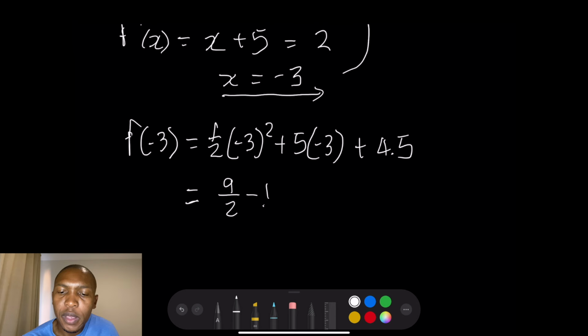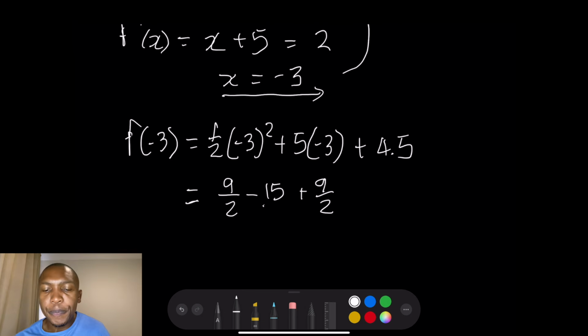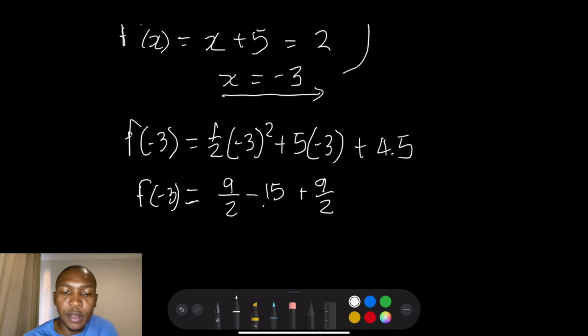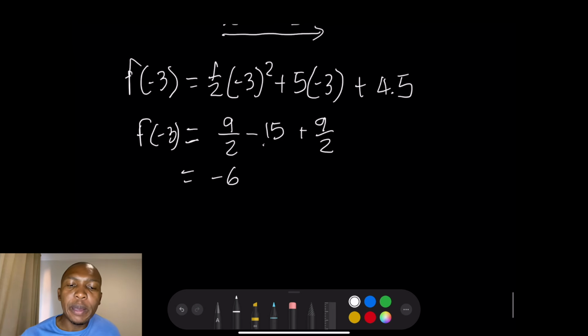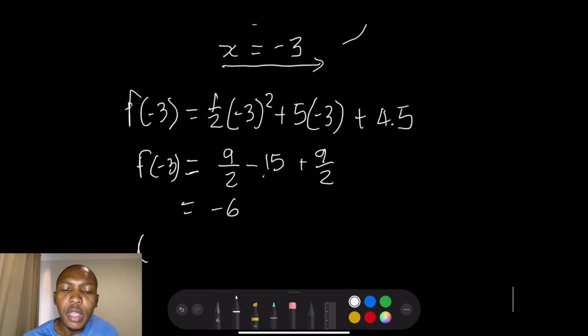Let me just verify if my answers are okay. So that would give us f of -3. I have to calculate this from the top of my head. So 9/2 plus 9/2 would give us 9. Minus 15, that would give us -6. So we know the point where the gradient is 2 would be at x is -3 and y is -6.